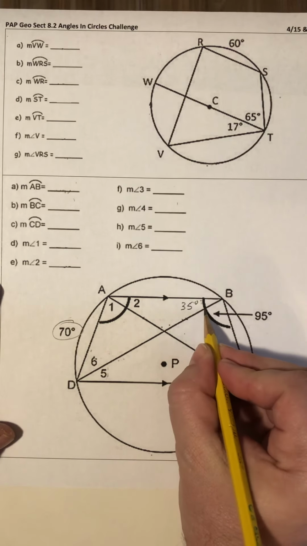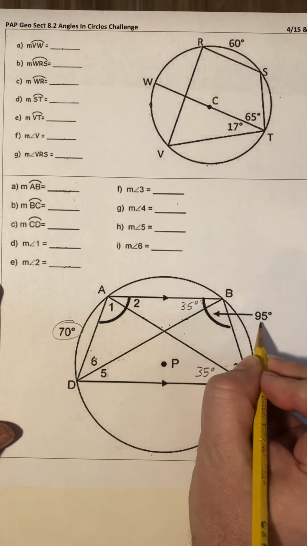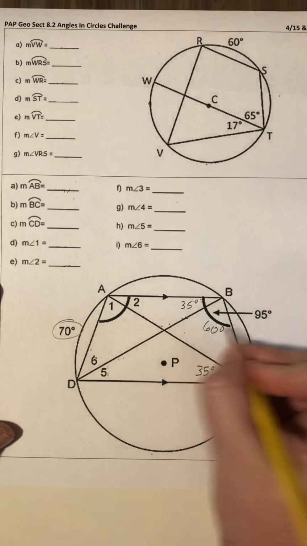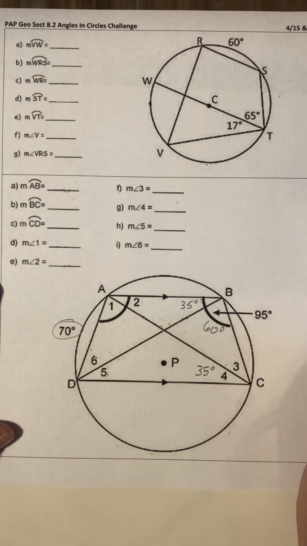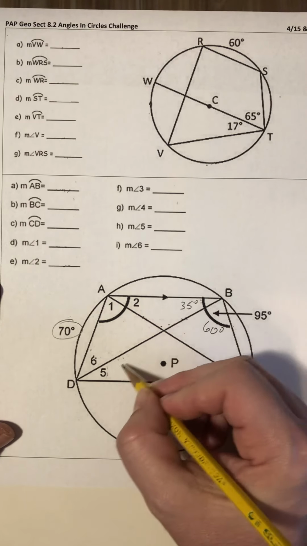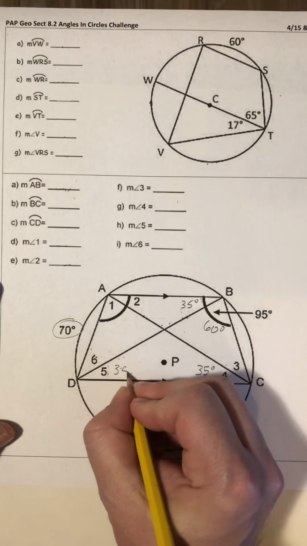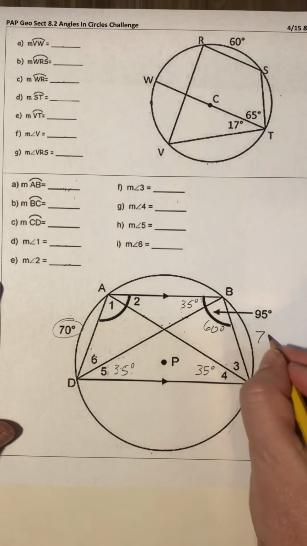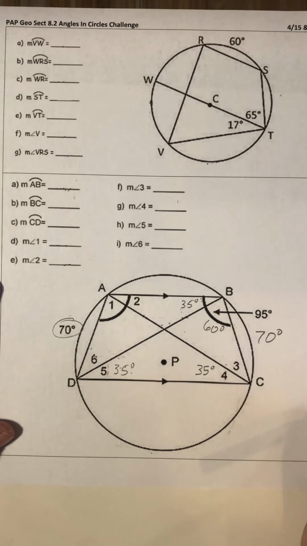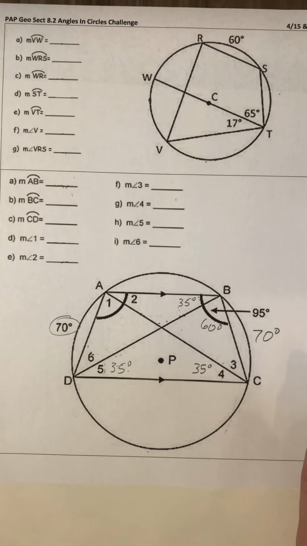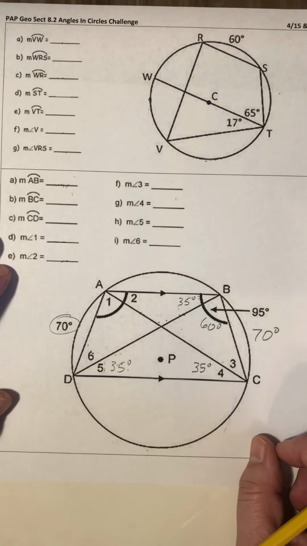And if I wanted to find the measure of this angle right here, I could just take 35 from 95, and that would make this a 60-degree angle. All right. So based on that, I also know that these are alternate interior angles, because if this is parallel to this, if this is 35 degrees, this is going to be 35 degrees. That's going to make this 70 degrees over here as well. Okay? So based on this, we can start to fill in some missing information and take it from there.